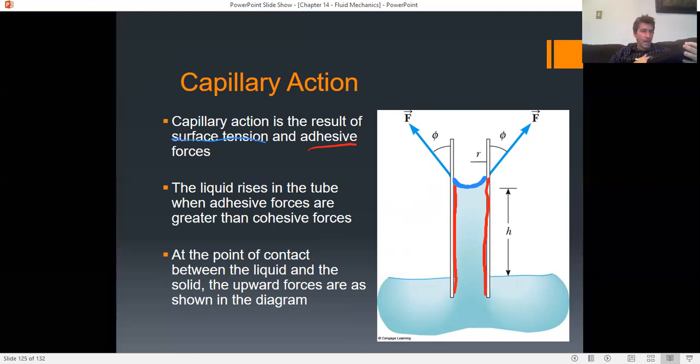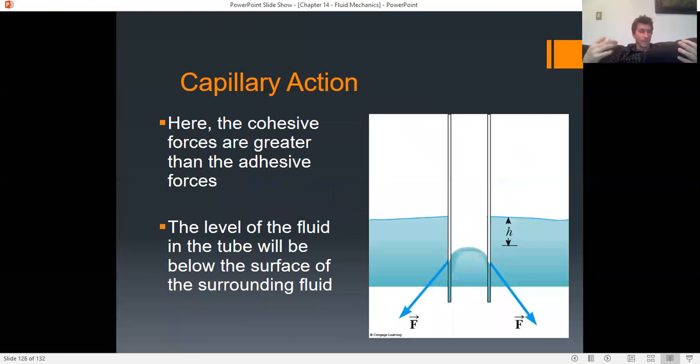Now, the smaller the radius of this, and again, as we get smaller and smaller, we're reducing the volume and therefore the mass faster than we're reducing the surface area. So the ratio of surface area to volume gets larger as we go to a smaller and smaller radius capillary. So smaller capillaries are going to pull up a liquid much easier.